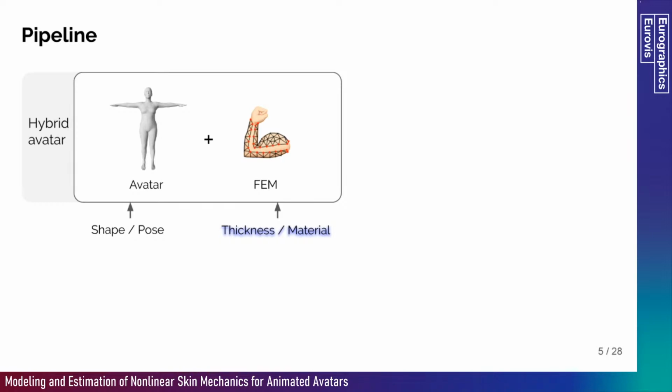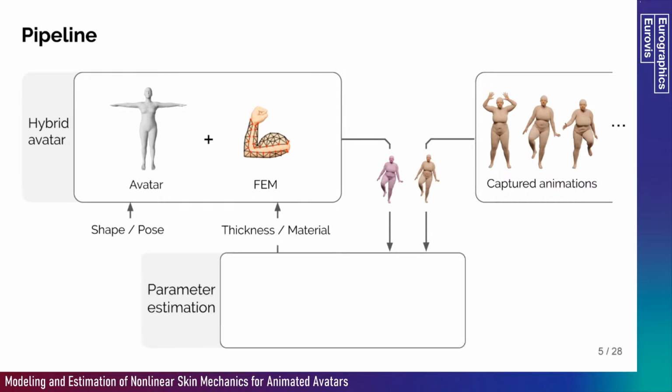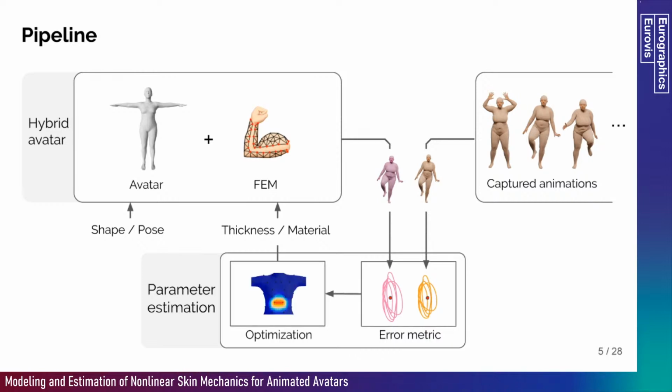We estimate these parameters starting from a set of different captured animations of a particular subject. Comparing the results of the simulated avatar with the real captures, thickness and material properties are estimated, trying to match the animations. More specifically, an error metric is minimized between simulated and captured vertex trajectories, using this error in an optimization procedure to estimate the mechanical parameters. Notice that shape and pose parameters need to be estimated also. In this work, we are focused on mechanical estimation, using the approach of previous works to obtain shape and pose parameters.